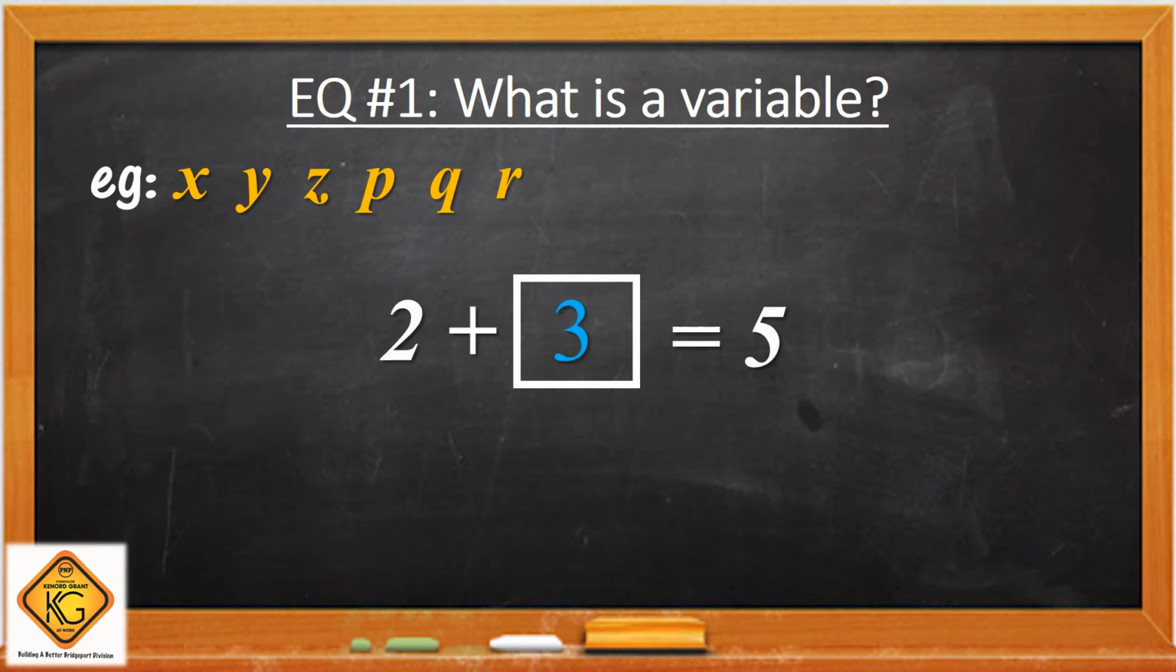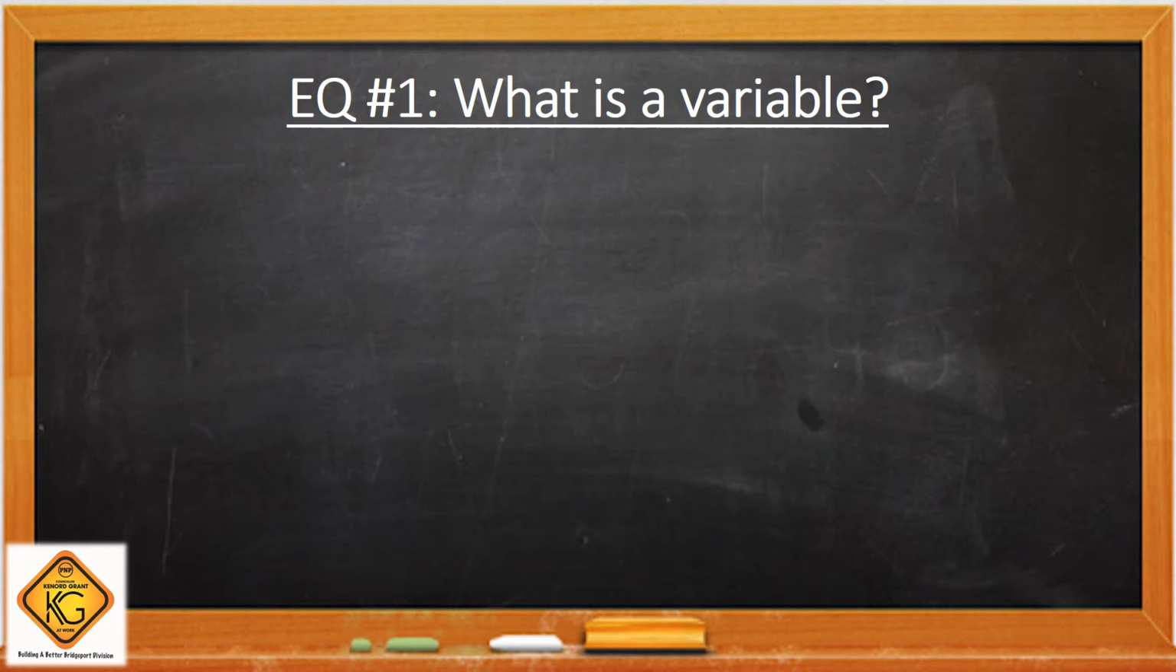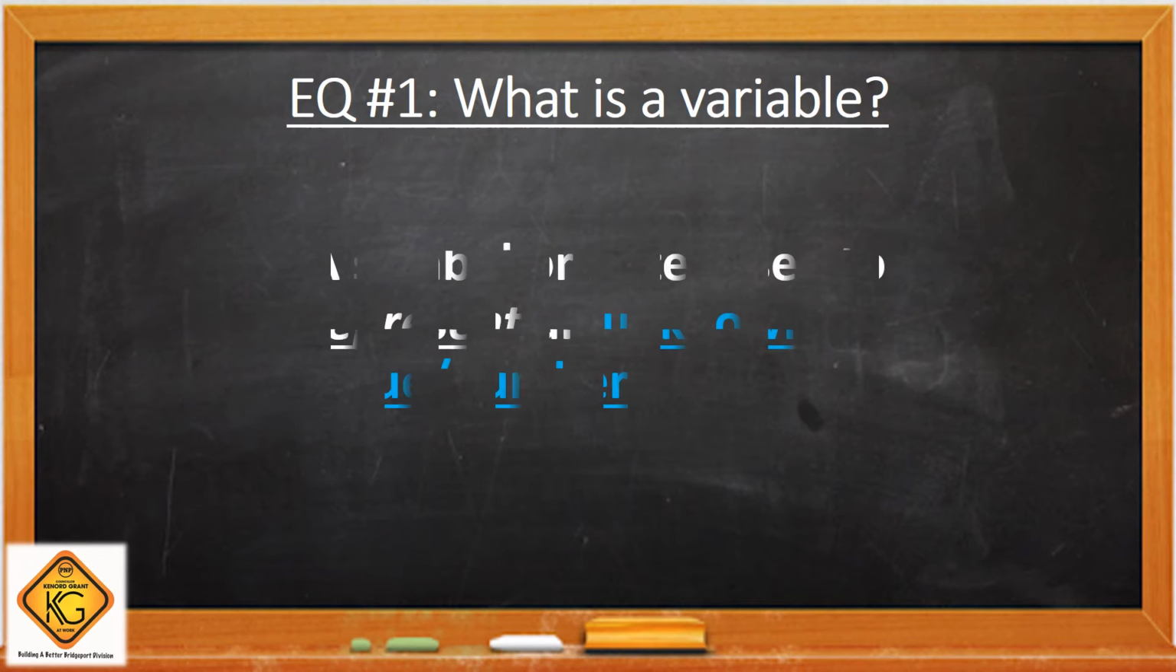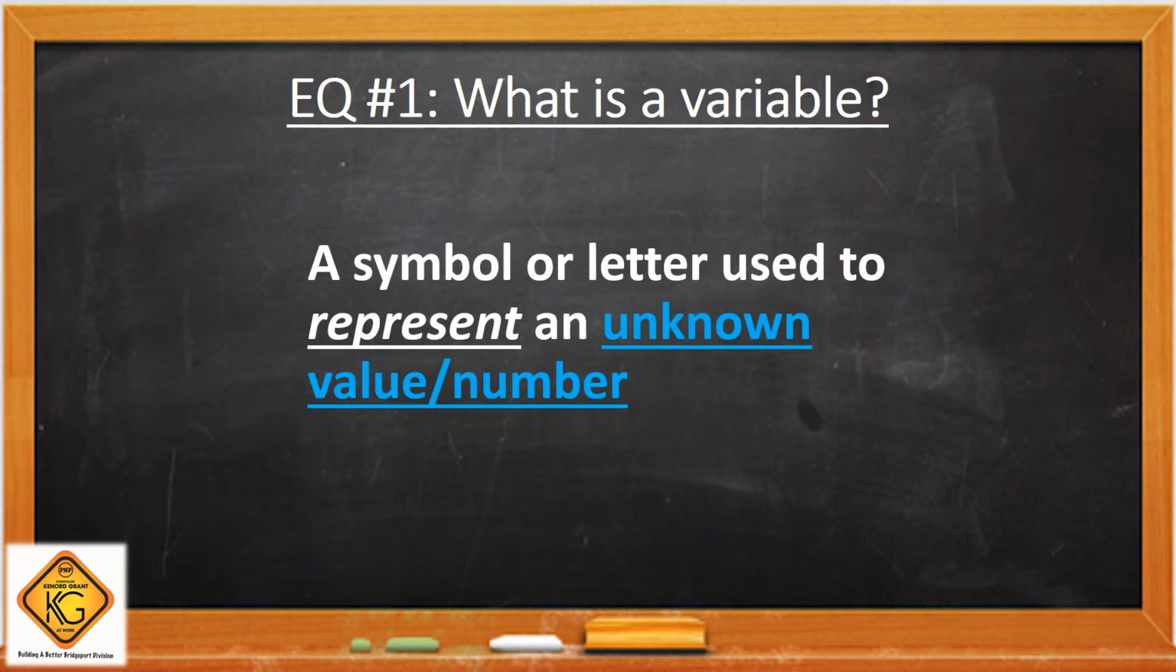And guess what? That's basically what a variable is. But as we get older, we begin to use letters and other symbols instead of the boxes we used in primary school or kindergarten. So let's try to answer our first EQ. What is a variable? A variable is a letter or symbol used to represent an unknown value or number.